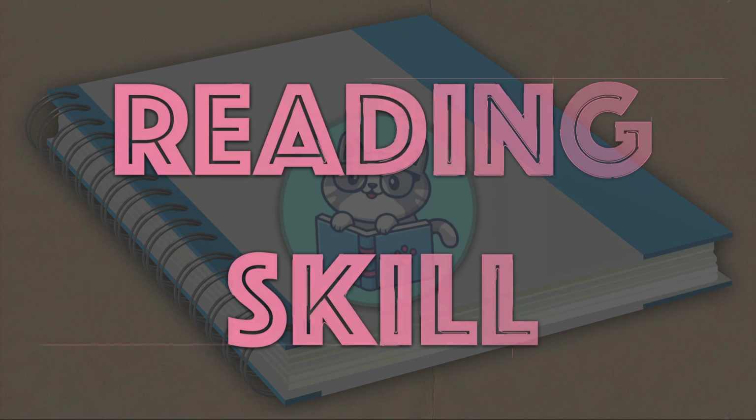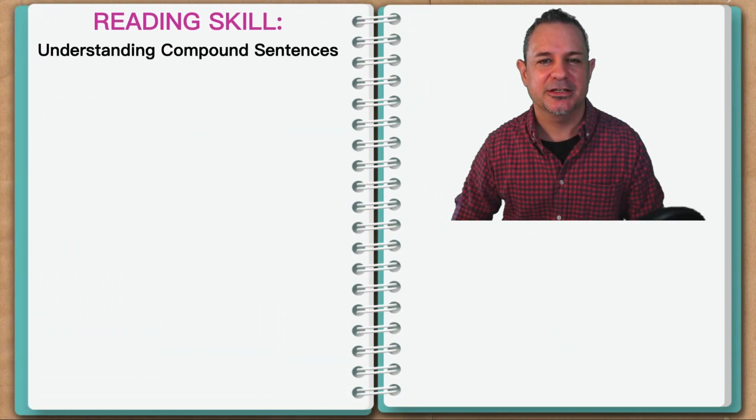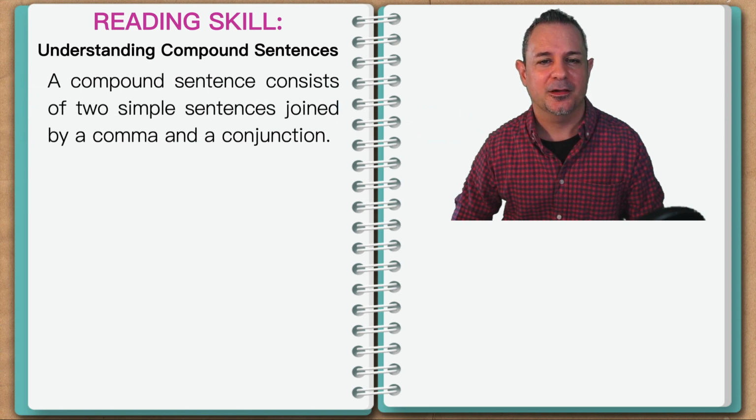Time for today's reading skill. Today's reading skill is understanding compound sentences. A compound sentence consists of, or is made up of, two simple sentences joined by a comma and a conjunction. That doesn't sound too complicated, does it?